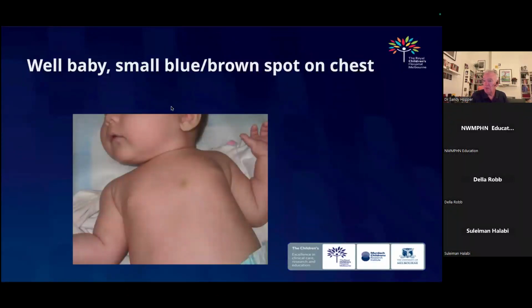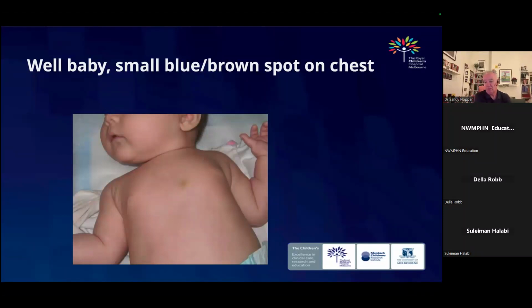Okay, this is a well baby with a small blue-brown spot on the chest. Hopefully your screen resolution is good there. What do we think that is? We've got a bruise come up as a possibility here. Other people? Mastocytoma, yep. Blueberry muffin baby, could be. It's sort of browny and it's faded on the edges. It's a little bit indurated.